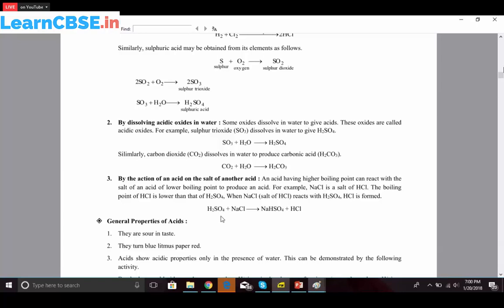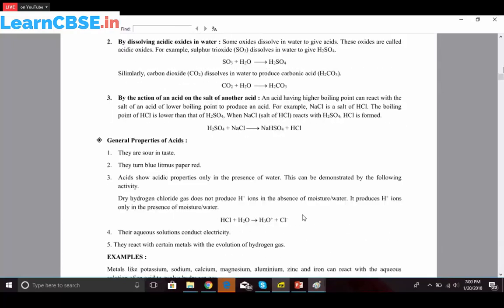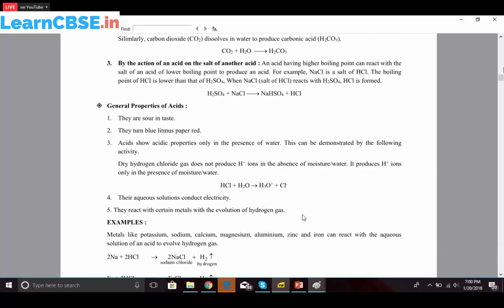So the Na will go and join over here. So sodium hydrogen sulfate plus HCl. So this is another method to prepare the acid. General properties of the acids: they are sour in taste. They turn blue litmus paper red and also they show the acidic properties.